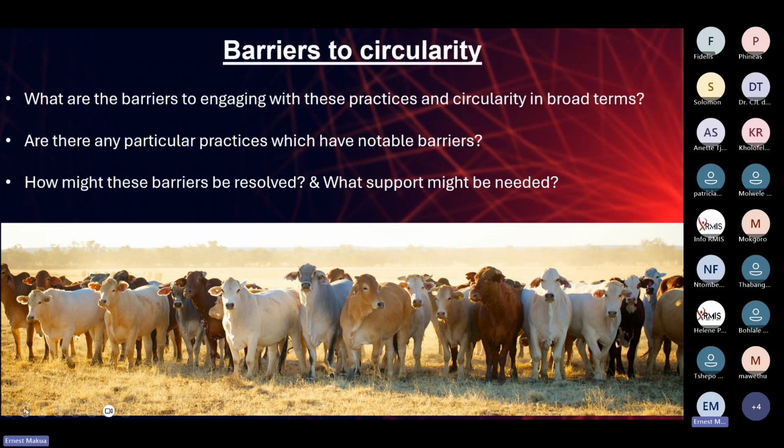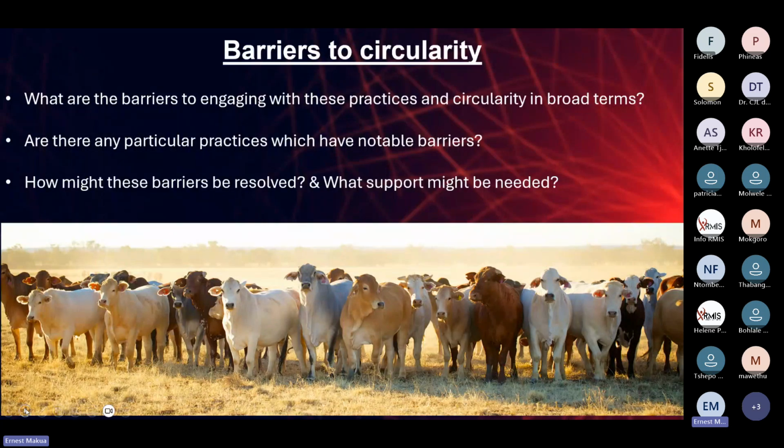Now, let's talk about the barriers. When all is said and done, or we're done with the research, ideally we will have to assess also the barriers to circularity. What are the barriers to farmers in South Africa implementing circularity of nutrients in their farms? What are the barriers? Are they having any barriers or no barriers at all?